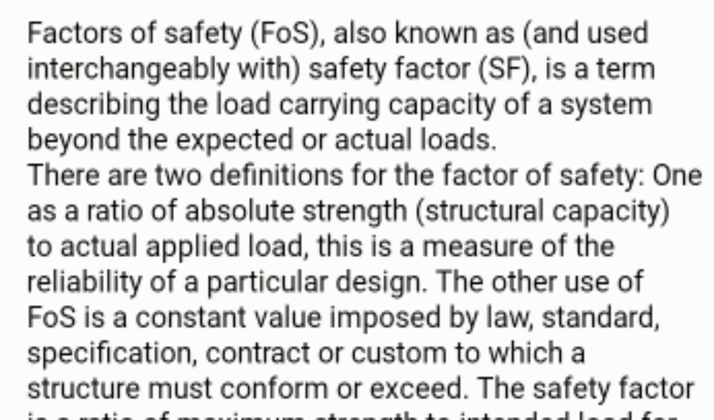Factor of safety is also known as safety factor. It is a term describing the load carrying capacity of a system beyond the expected or actual loads.